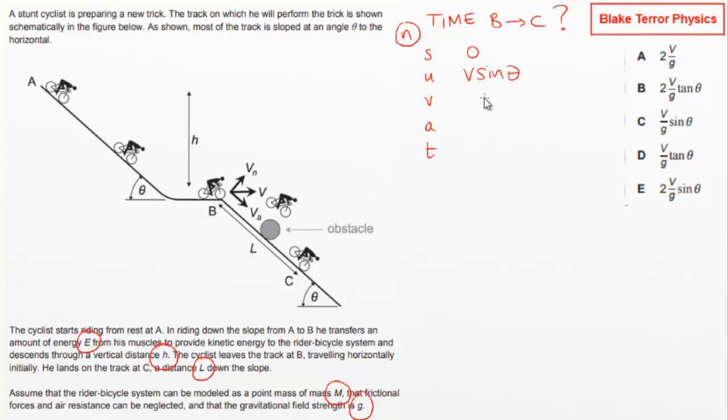V we don't really care about. The acceleration, right, so we need to think about what's going on here. So we've got an acceleration which is going straight down like this. This is our G. We've got a component which is perpendicular to the slope. That's our N direction. So let's put all our angles in.